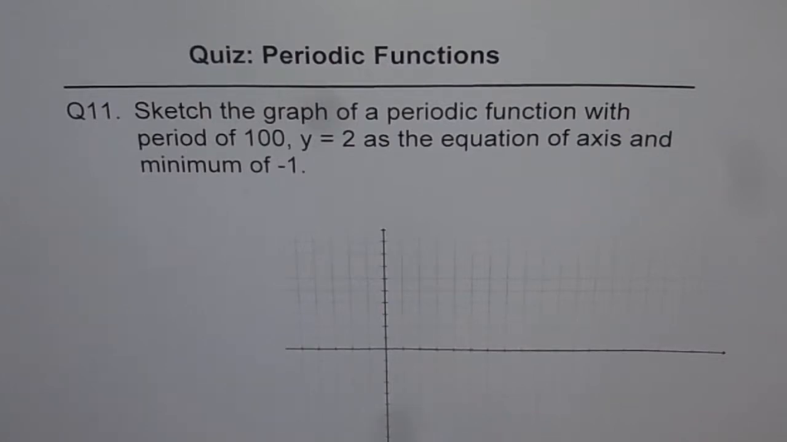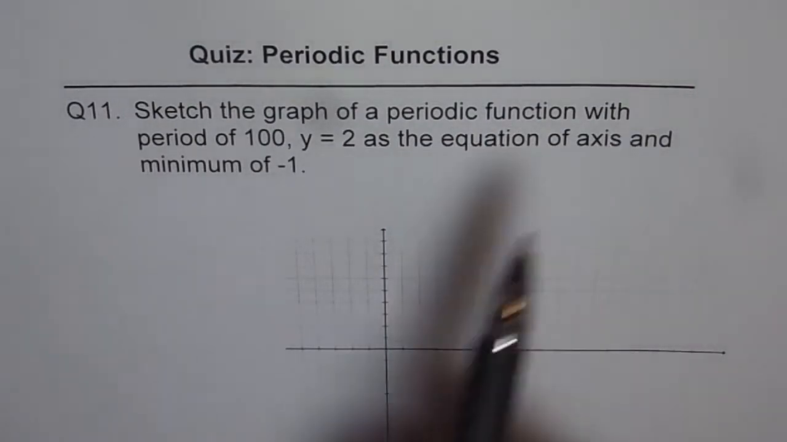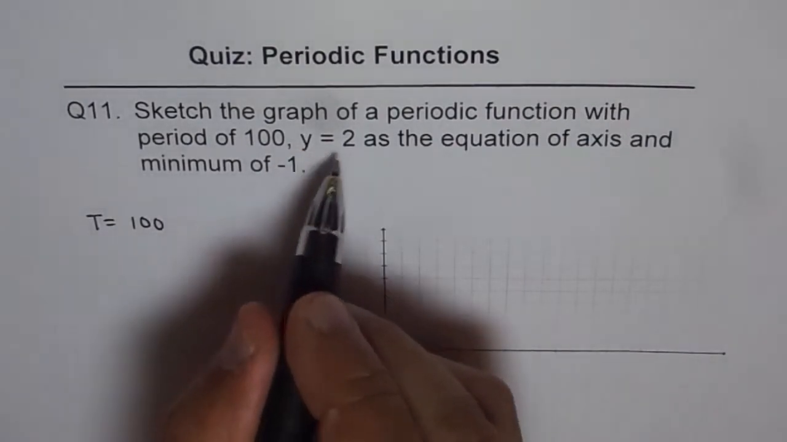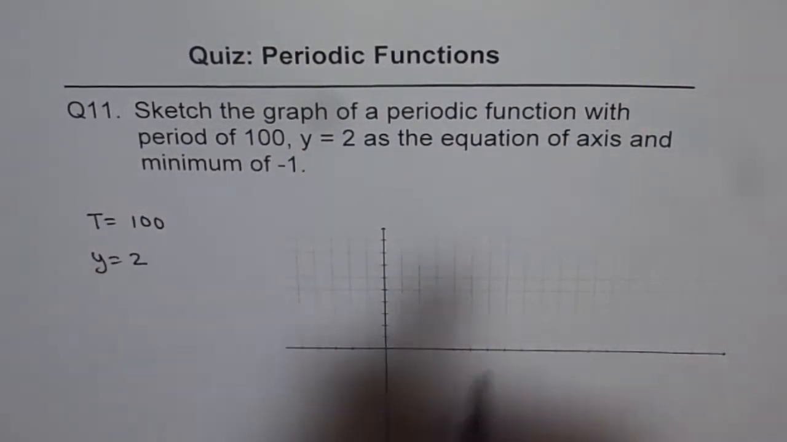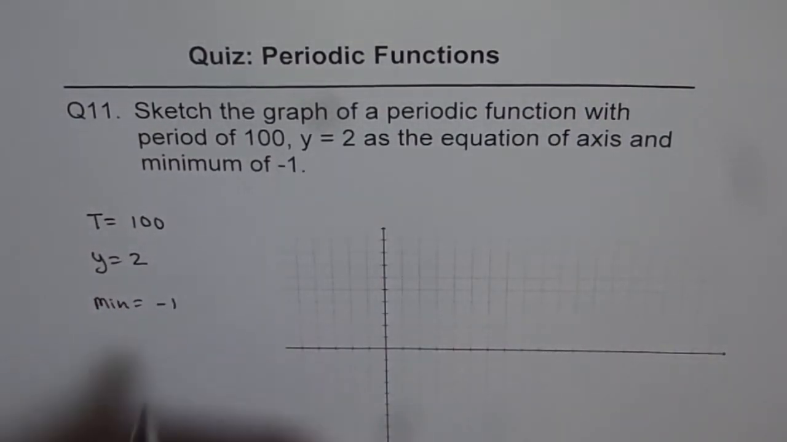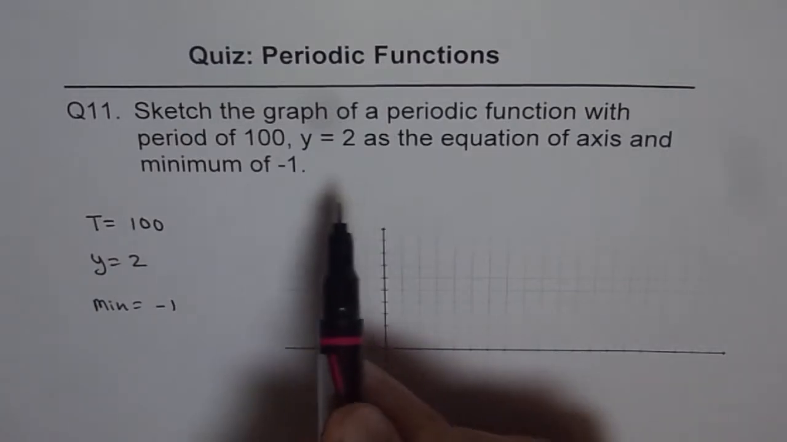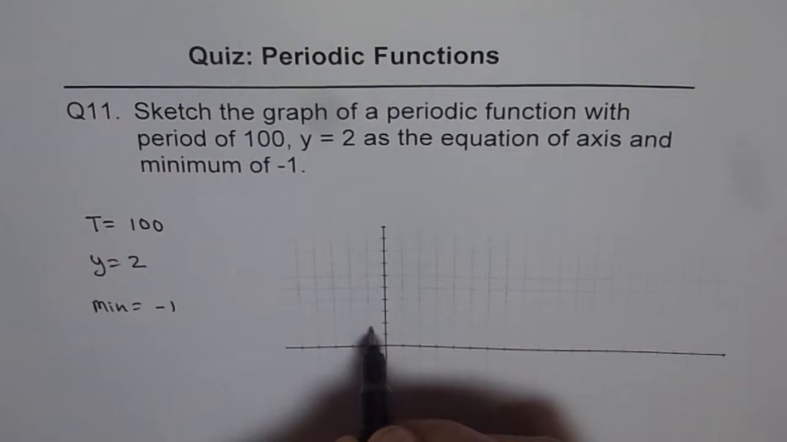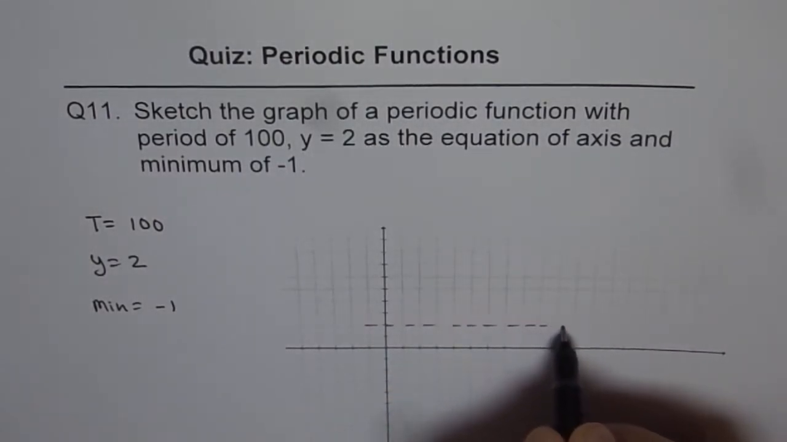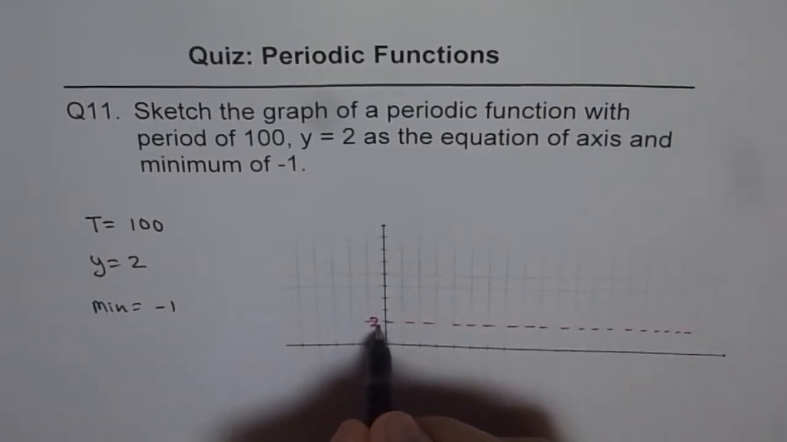Now here, let's go through the question once again. We need to sketch a graph of a periodic function with period of 100. That means time period T is 100 for us. y equals 2 is the equation of axis, and the minimum value is -1. So what we'll do is, first let us draw the axis. The equation of axis is y equals 2. So let's draw this line which represents the equation of axis for the given periodic function, right? So that is at 2.